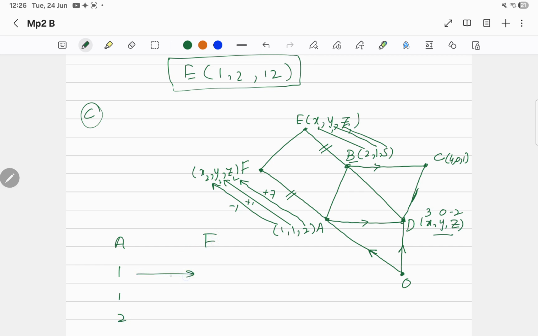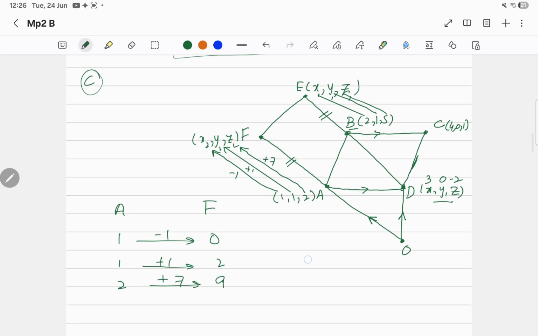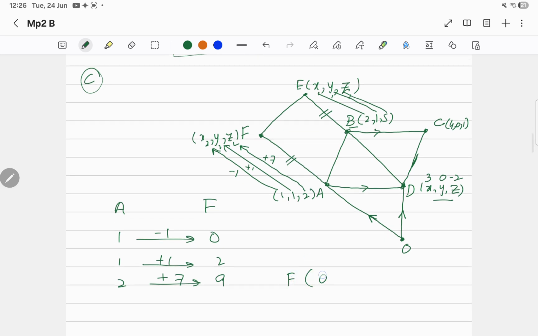Since the coordinates of A are 1, 1 and 2, and we need the coordinates of F, we need to take away 1 from the x coordinate, so the x coordinate of F will be 0. Then we need to add 1, it will be 2. We need to add 7, it will be 9. So F has the coordinates 0, 2 and 9.